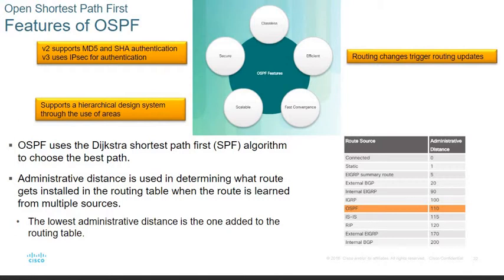Features of OSPF: OSPFv2 supports MD5 and SHA authentication, while OSPFv3 uses IPsec for authentication. Routing changes trigger routing updates. It supports a hierarchical design through the use of areas.